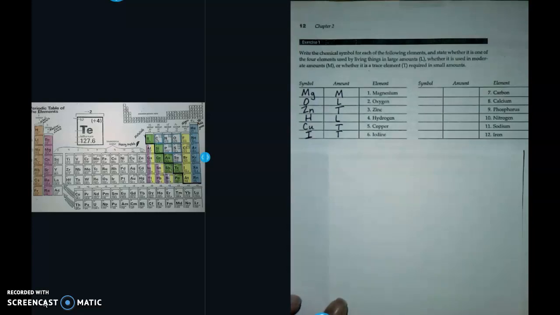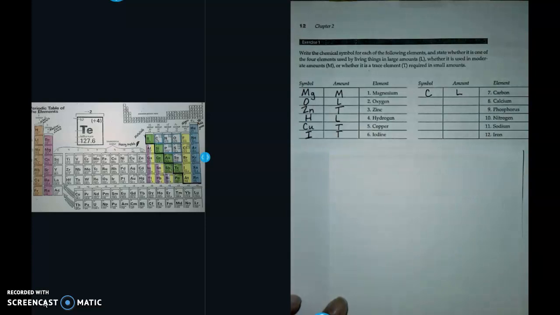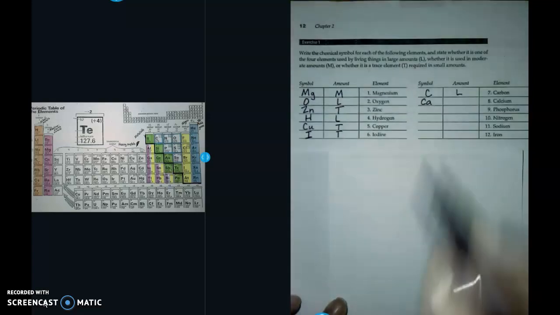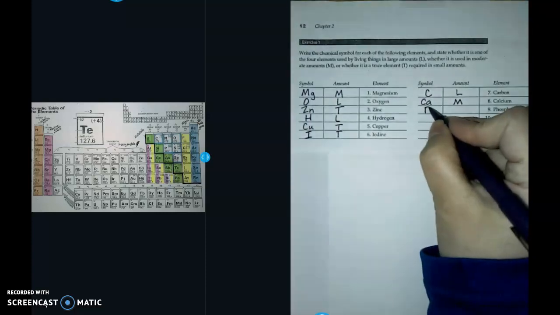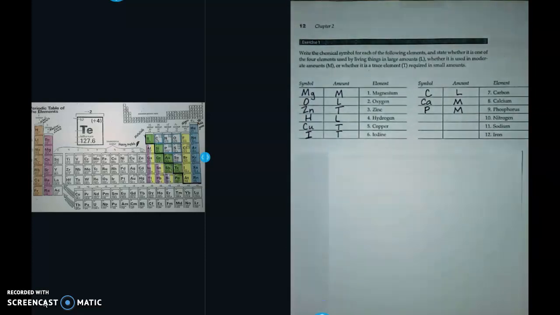Number 7 is carbon. Just a letter C. And that's one of those big ones that we need. So we need large amounts of carbon because we're carbon-based beings. The next is calcium. And we need calcium in moderate amounts. Your body uses calcium in lots of different ion channels and for bone building. Next is phosphorus, and it's a P. And that one, again, we need in moderate amounts.